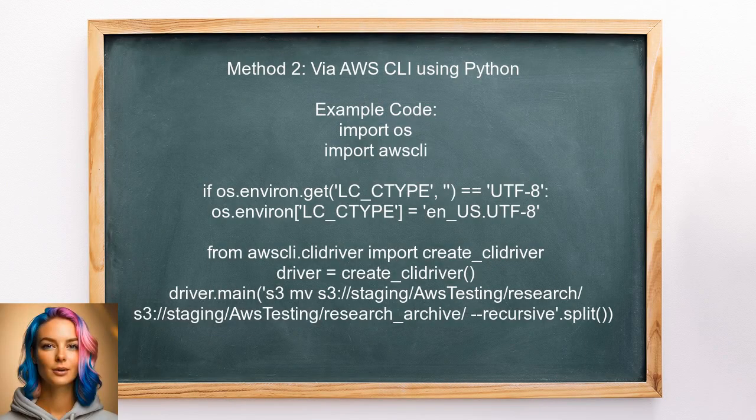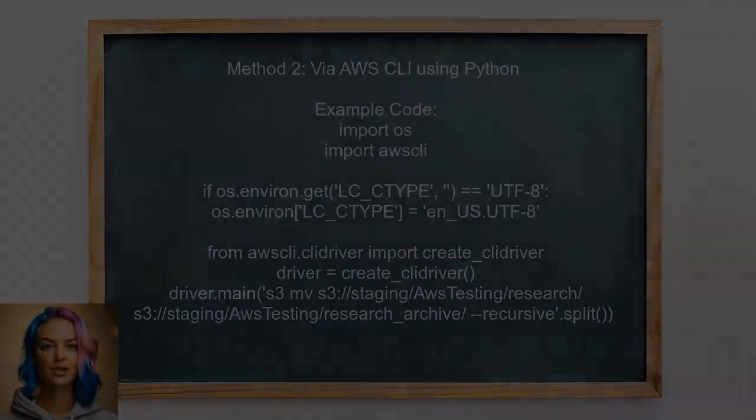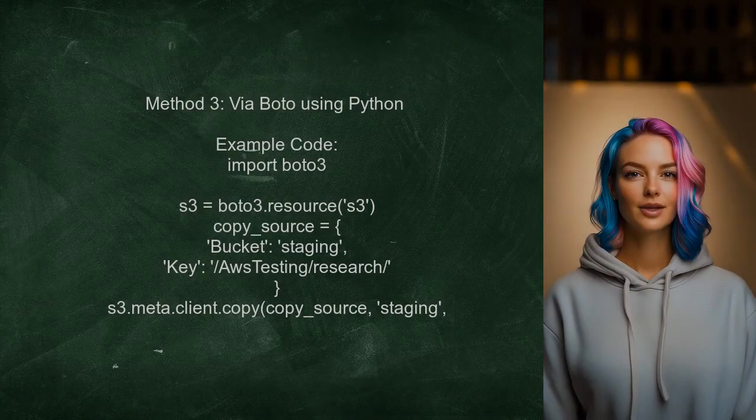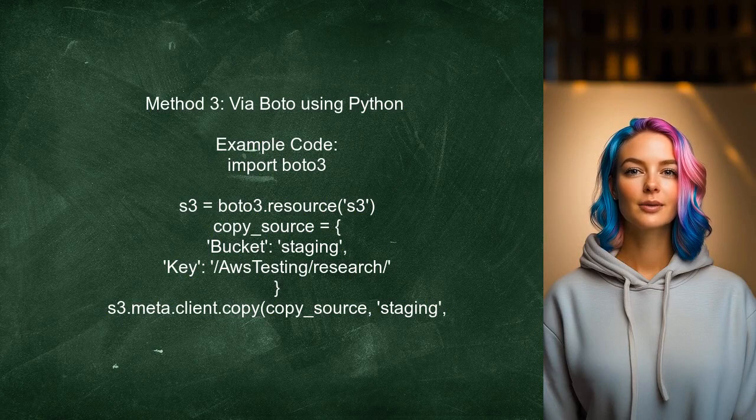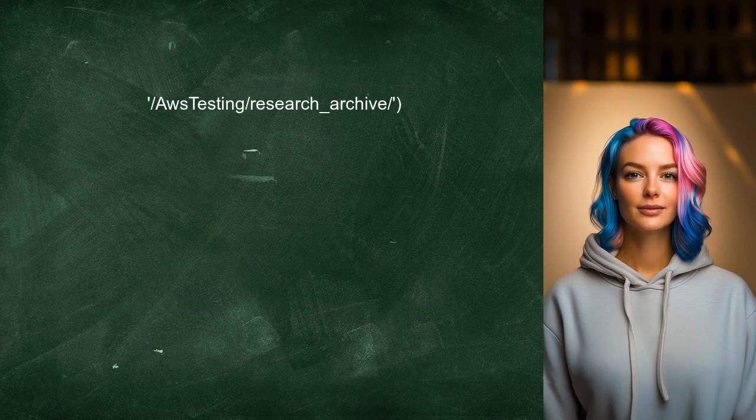For users who prefer using Python, the second method involves using the AWS CLI through a Python script. The user can import the necessary libraries and execute the command to move files from one S3 folder to another. Another option is to use the Boto3 library in Python, which allows for more direct interaction with S3. The user can create a resource for S3 and use the copy method to move files between folders.